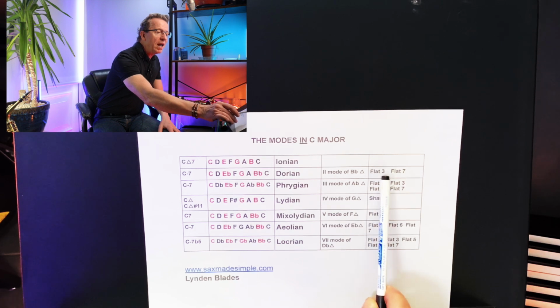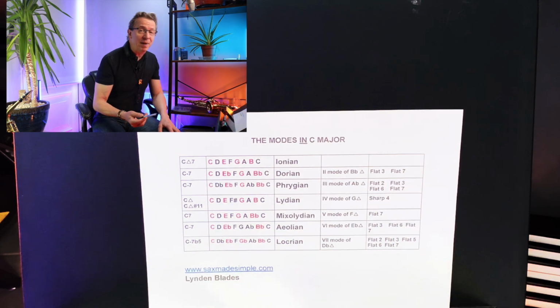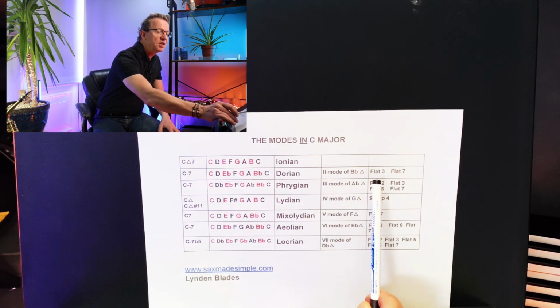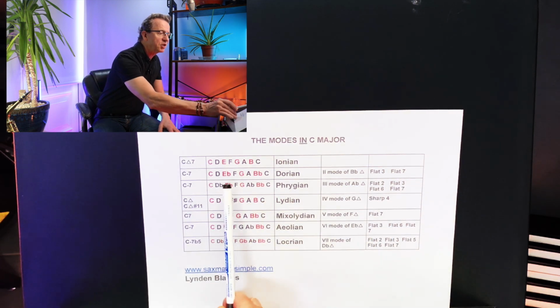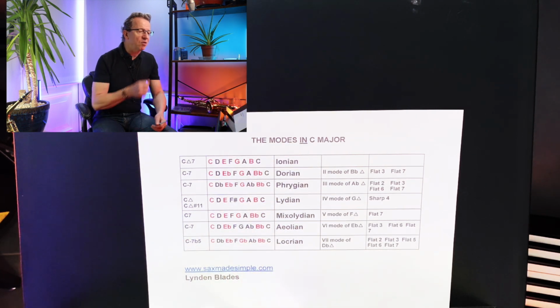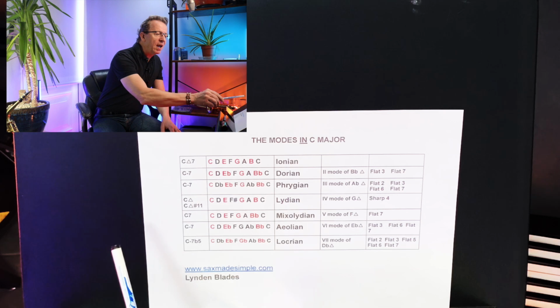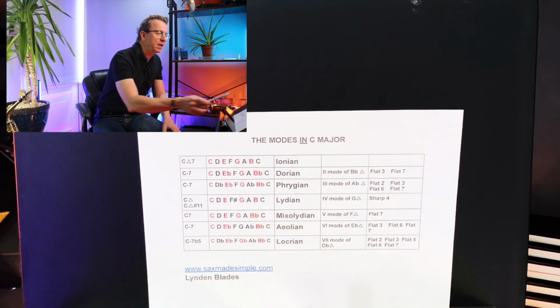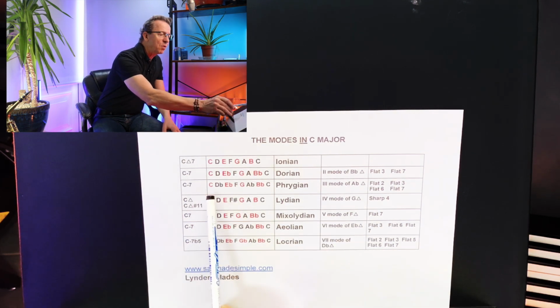And here I've written down what changes have been made compared to C major. So compared to ordinary C major, C Ionian, this has got a flat 3 and a flat 7. Let's check that out. There's the flat 3 and there's the flat 7, and that makes a C Dorian. Without going through each one of these and making this video too long, that's what I've done everywhere.